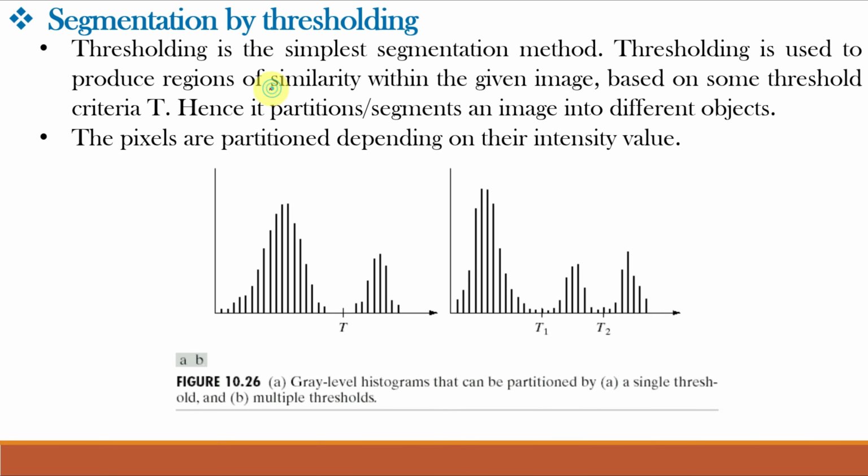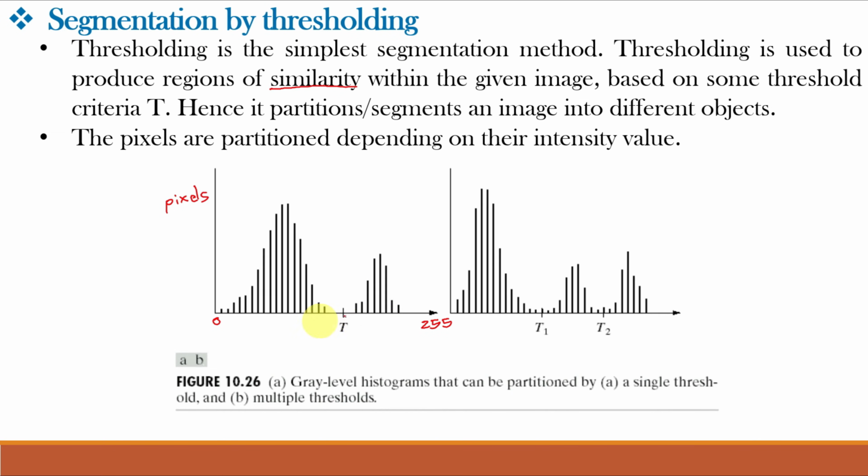So it is a similarity based image segmentation technique, where based on some similarity we can segment or partition the image into different objects. The pixels are partitioned depending on their intensity value, and to see different intensity values we use the histogram of the image. We know that the histogram has different gray level values from 0 to 255 for an 8-bit image, and the total number of pixels on the y-axis. So the obvious way to extract the objects from the background is to select a threshold T that separates the two regions.